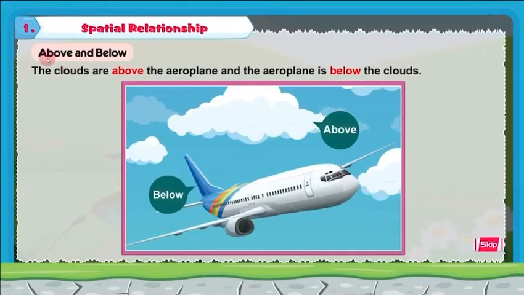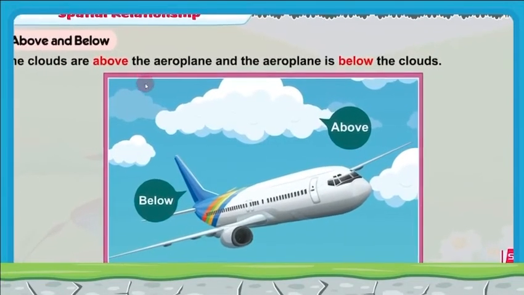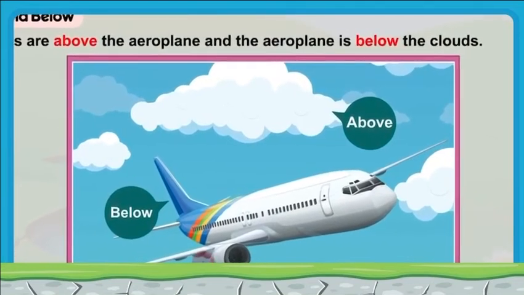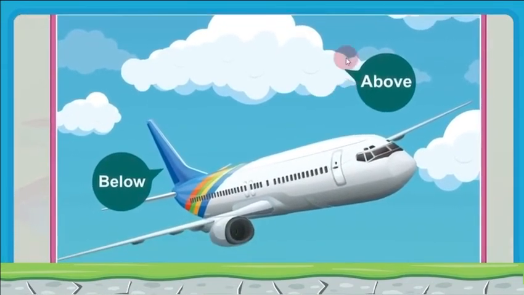Children, the next topic here is above and below. In this picture you can see this is an aeroplane, these are the clouds, and this is the sky. So in this picture you can see that the clouds are above the aeroplane and the aeroplane is below the clouds. Yes, above, A-B-O-V-E, above.